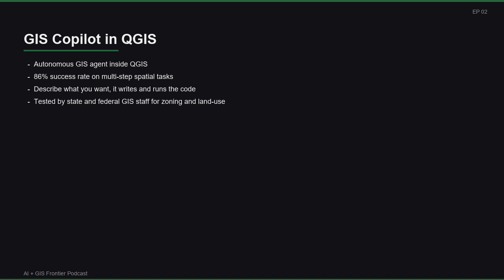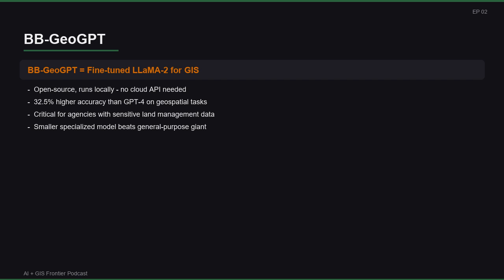There is also a specialized model called BBGeoGPT. What makes that different? BBGeoGPT is fascinating because it was built by fine-tuning the open-source LLaMA 2 model specifically for geospatial tasks. In testing, it achieved 32% higher accuracy than GPT-4 on geospatial problem-solving. That matters because it shows that a smaller, specialized model can outperform a general-purpose giant when it comes to understanding spatial relationships, coordinate systems, and GIS operations. For a forestry agency that cannot send sensitive land management data to a cloud-based commercial API, having an open-source model you can run locally is a game-changer.